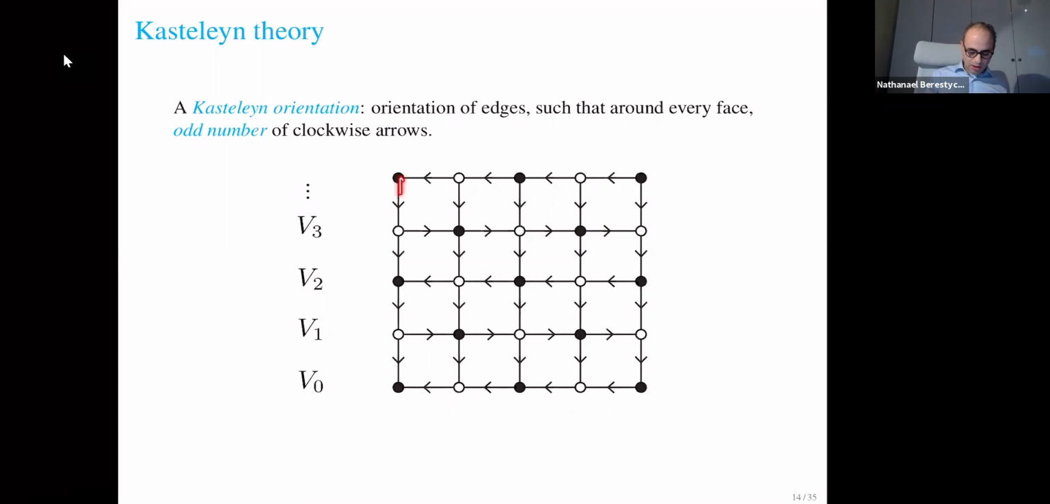How is it defined? It's defined by saying that if I look at the vertical edges, they all have the same orientation. They're all going down. And the horizontal edges, they just alternate between going left and going right. Okay, you understand what I'm trying to do here. They just alternate. And so that's how it's defined. So that's a Kasteleyn orientation. At first, as I said, it looks like a slightly strange definition.